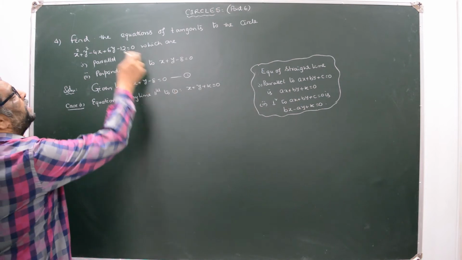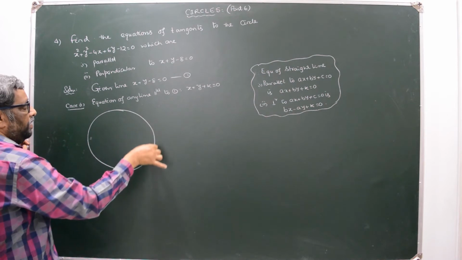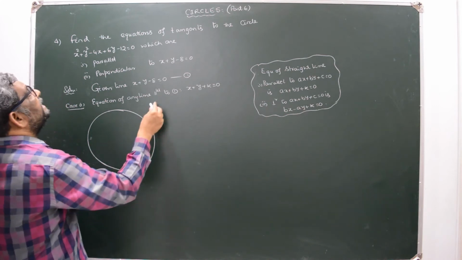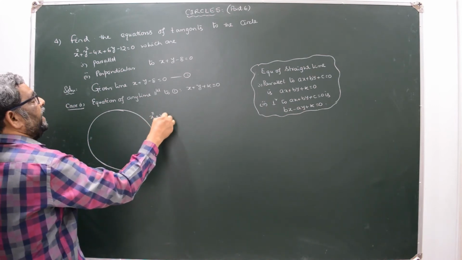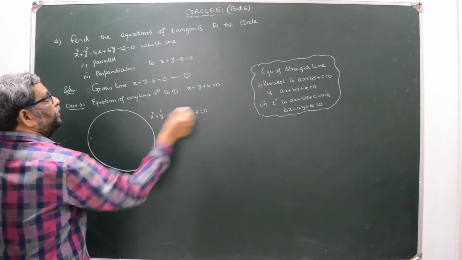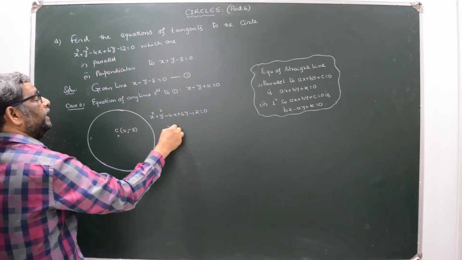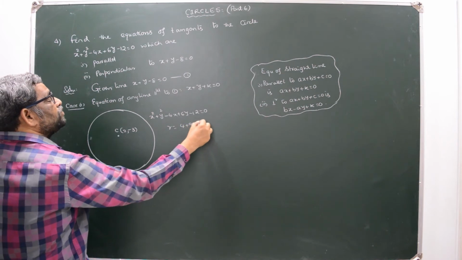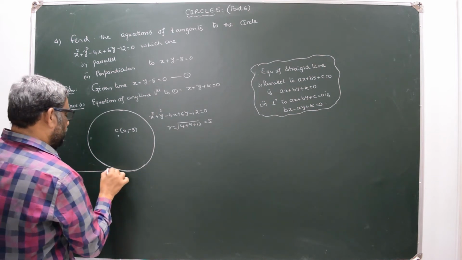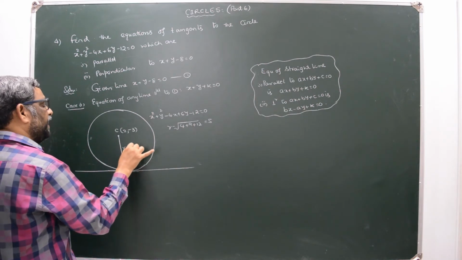Now this line should be the tangent to this circle. I will consider the circle like this. This is the circle x square plus y square minus 4x plus 6y minus 12 equal to 0. Its center is (2, minus 3). Radius is root of 4 plus 9 plus 12. This is 5. So I will consider the tangent like this. This must be the radius and this is equal to 5.